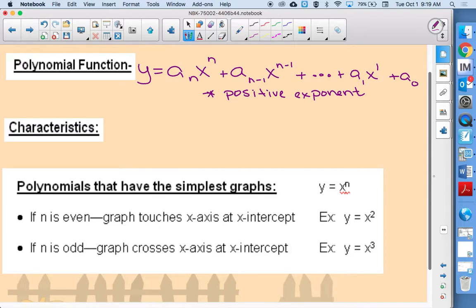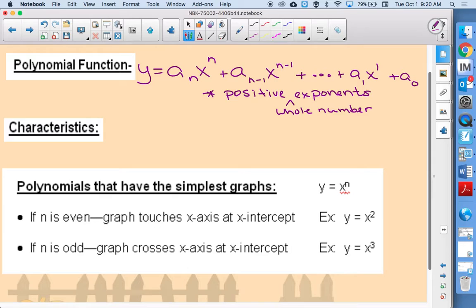So a polynomial has to have positive, and I should put on in here as well, whole number exponents. So positive whole number exponents. Every polynomial has to have positive exponents. They must be whole numbers. So I can't have x to the 1/2. That's not considered a polynomial. Or x to the -2 is not considered a polynomial.